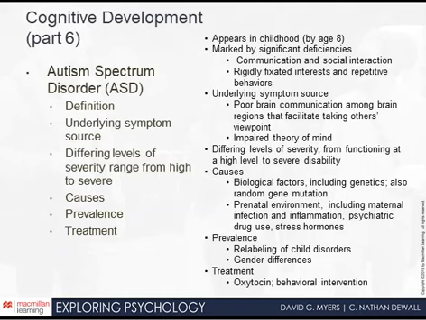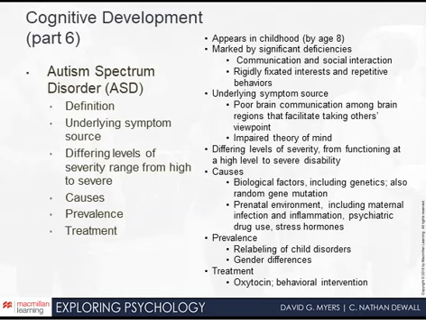It appears in childhood by age 8 normally. It's marked by significant deficiencies in communication and social interaction, with rigidly fixated interests and repetitive behaviors. The underlying symptom source is poor brain communication among brain regions that facilitate taking others' viewpoint. We have here an ASD, an impaired theory of mind. ASD represents itself in different levels of severity, from functioning at a high level to severe disability.